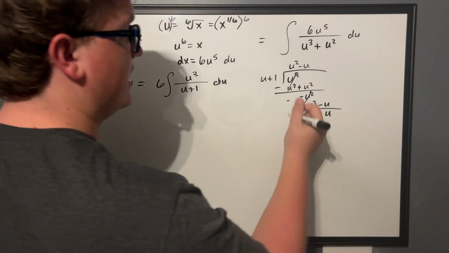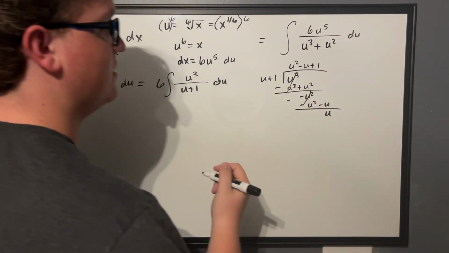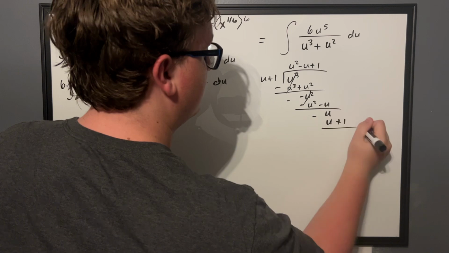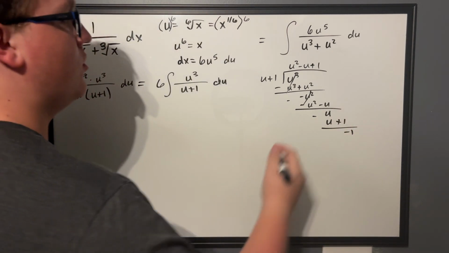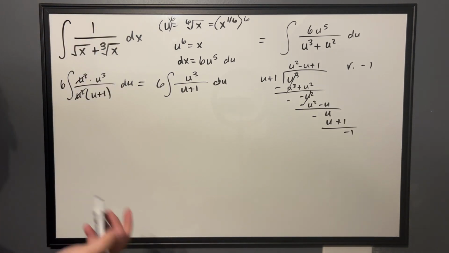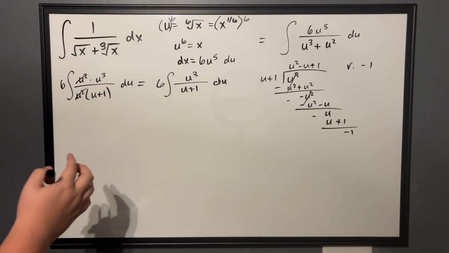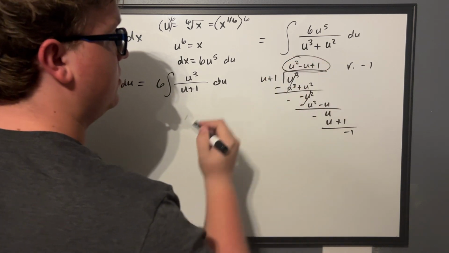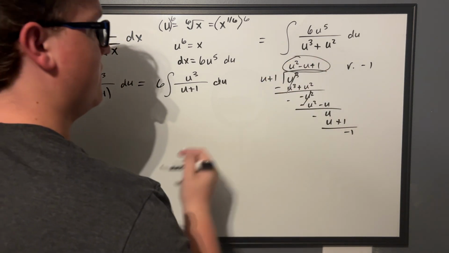And now, of course, this can go in plus 1 times. Now we'll multiply again and subtract, so we'll get u plus 1. So we're left with negative 1, which means we have a remainder of negative 1. Now what that tells us is that the quotient that we have here comes out to u squared minus u plus 1 with a remainder of negative 1.